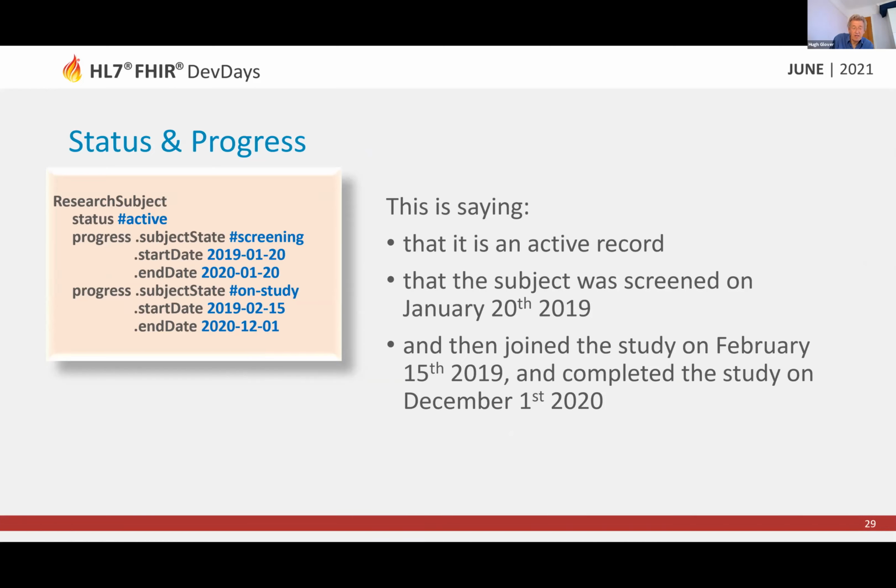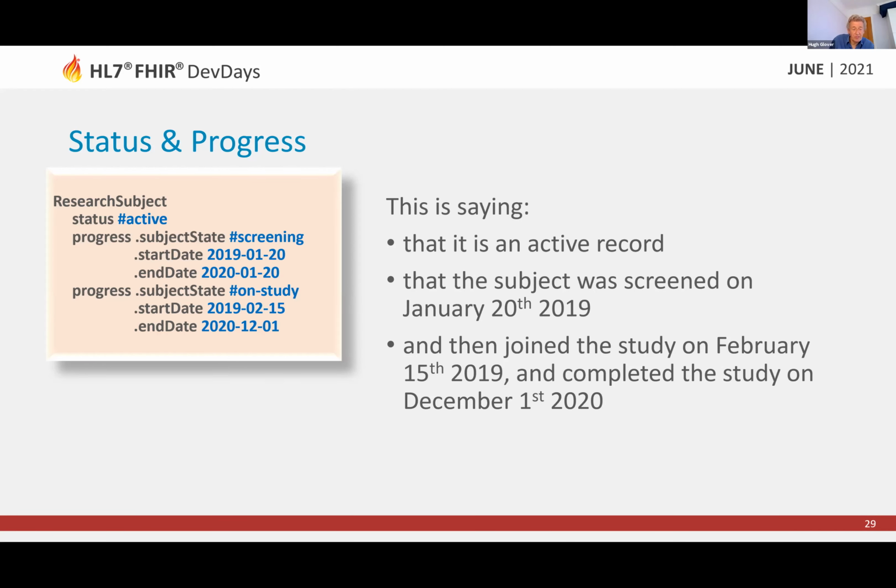This is the state and progress. The status of the record is it's an active record. The state for the subject, well, you've got multiple states, and this can actually tell you that screening happened. My apologies, I've got a date wrong on there. So that should both be 2019-01-20 twice over. So screening happened on the 20th of January 2019.